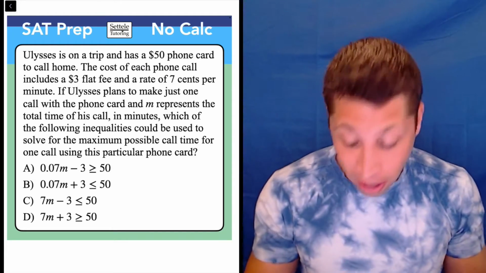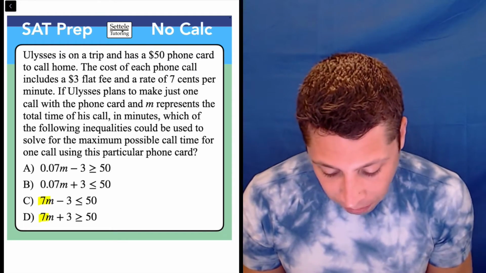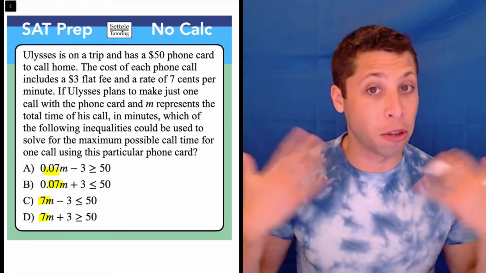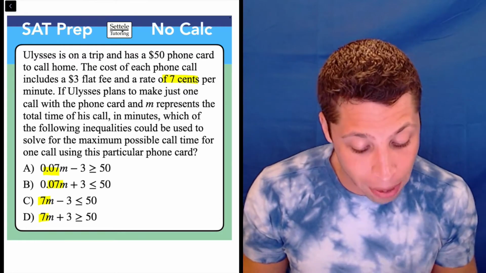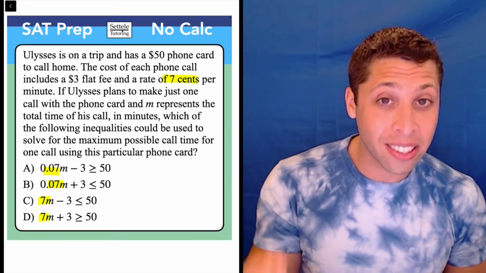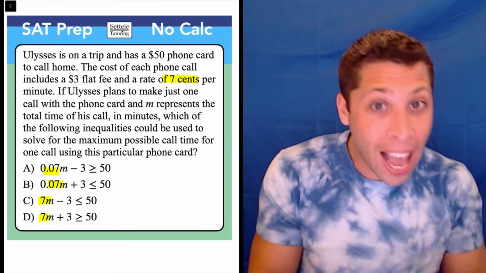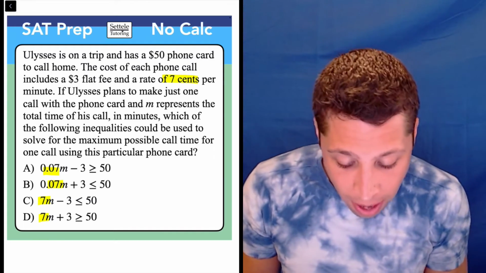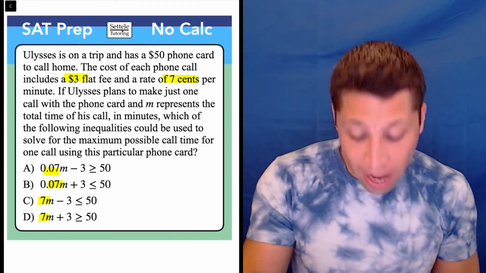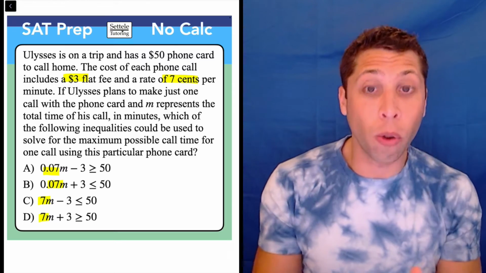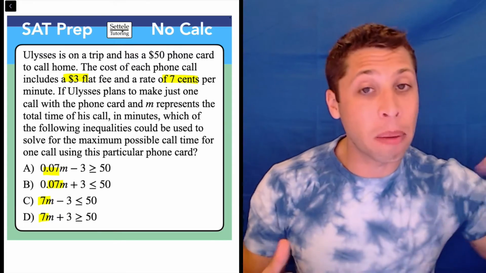Just test them out. The first thing I notice is that some of them have a 7 and some of them have a 0.07. So maybe I should try to decide what that's all about. The 7 in the question is 7 cents, which doesn't necessarily mean I need it to be a decimal or not, but I can compare it to the other numbers in the question. The 3 is the number of dollars. That clearly appears as just a whole number 3. 7 cents is going to be much, much smaller than that.